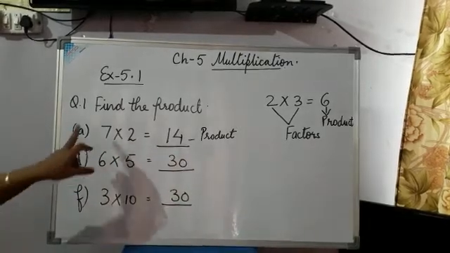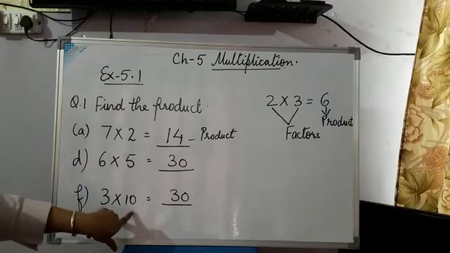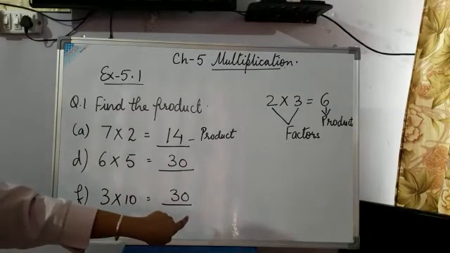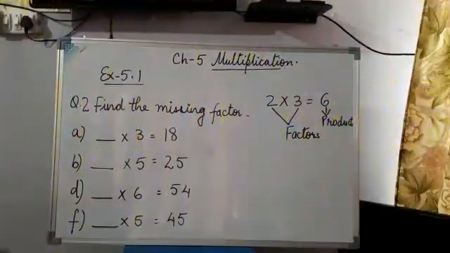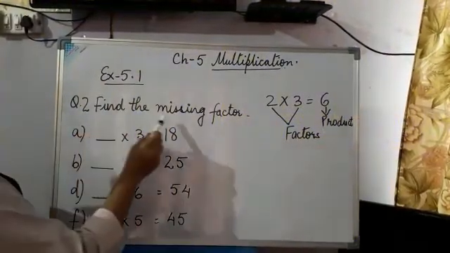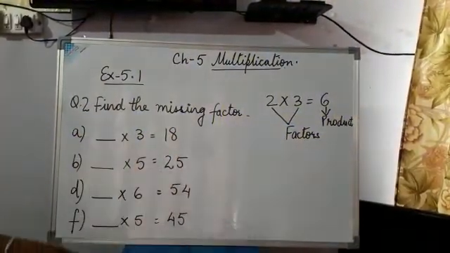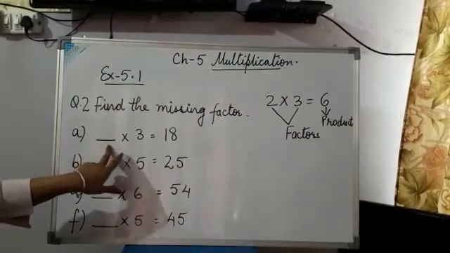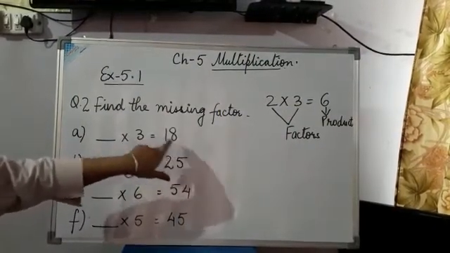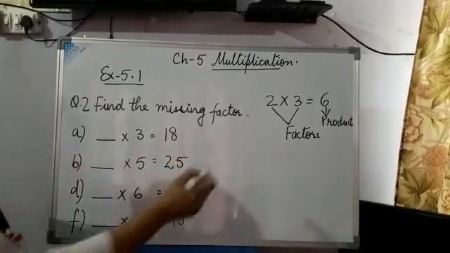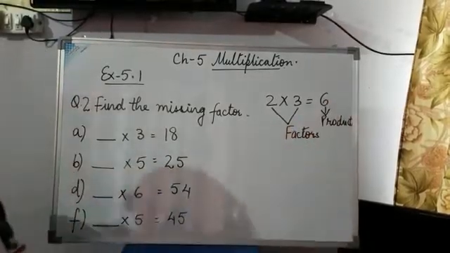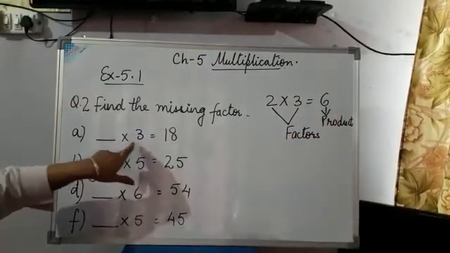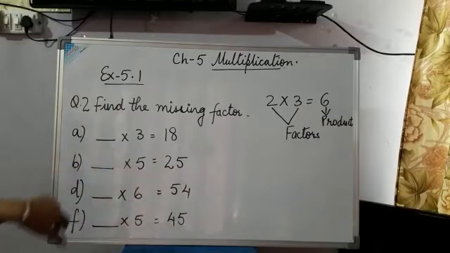So children, this question says when two factors are multiplied, you need to find the product. What will be the product of those factors when multiplied with each other? Coming to the second question, it says find the missing factor. Here children, one of the factors is missing and they have given you the other factor and the product. As I told you, when two factors are multiplied with each other, you get the product. Here we have got one factor and we need to find out the other factor.